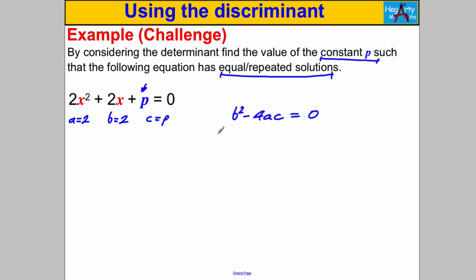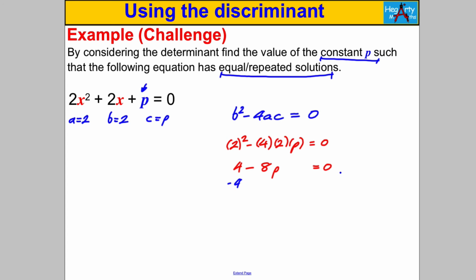Okay, so let's actually substitute 2 in, 2 in, and p in here. Let's say we're going to have b squared is 2 squared, subtract 4 multiplied by 2 multiplied by c, which is giving us the letter p. We know that's going to be 0. So 2 squared is 4. 4 times 2 is 8. So this is 4 subtract 8p is equal to 0. And we could find the p that will make this true.